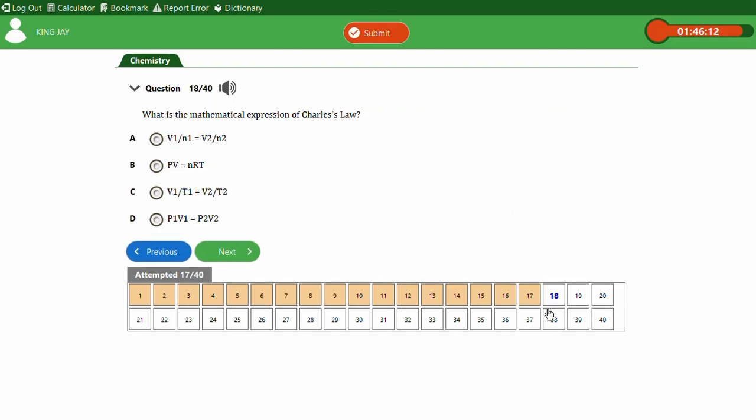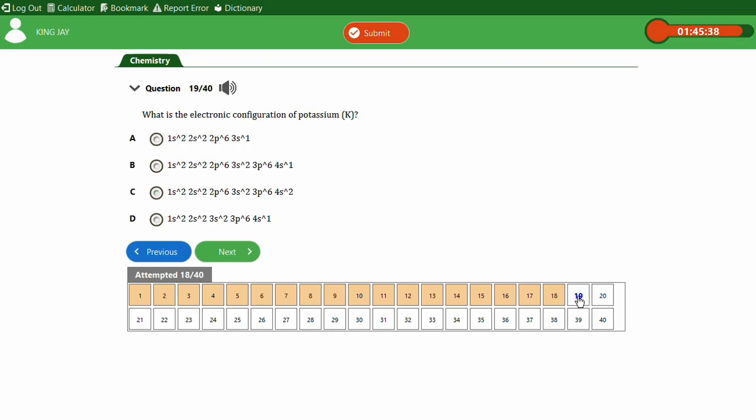Question 18. What is the mathematical expression for Charles's law? Charles's law relates volume and temperature, provided pressure is constant. So we check for the formula that relates volume and temperature. You can see it is C, V1 over T1 equals V2 over T2. So that's the answer. We still have a long way to go.